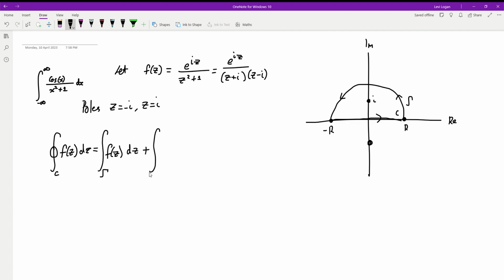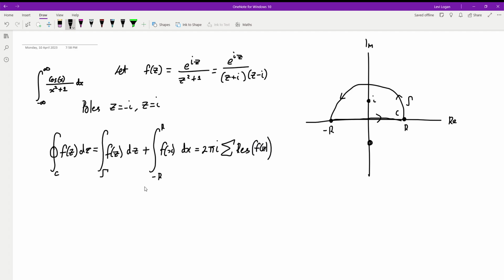So we'll go from negative r to r, and we can have f of x because it's all real numbers on the real axis, okay? And this whole thing is equal to the residue theorem because we have a pole inside our contour. So the residue theorem is basically our contour integral is equal to 2 pi i multiplied by the sum of the residues of f of z, okay?